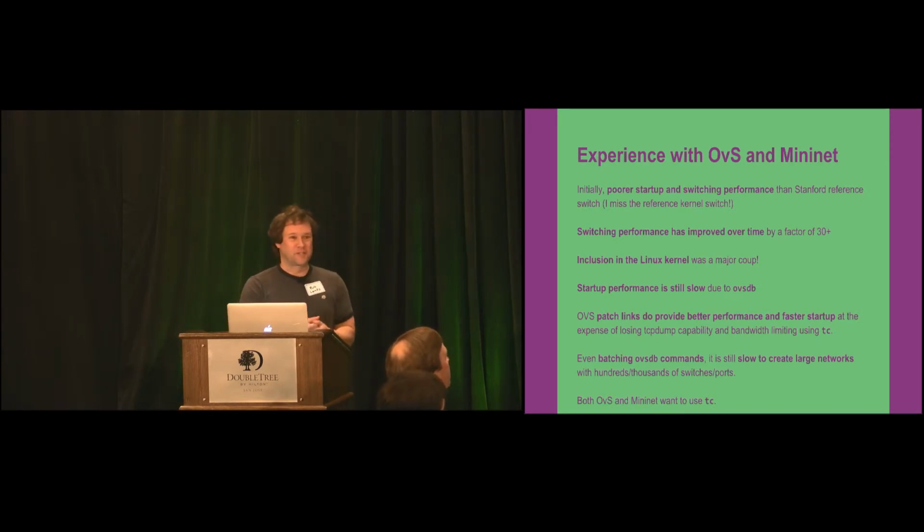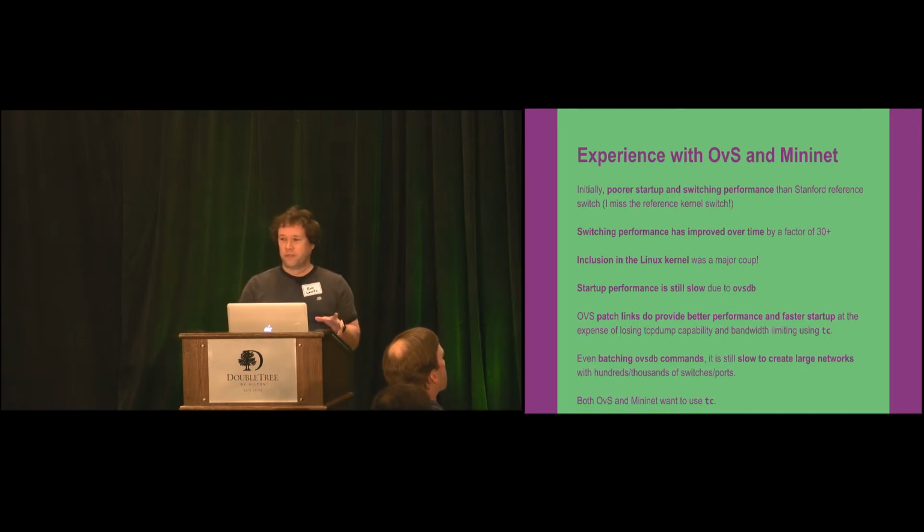And now I'm not really an expert on Open vSwitch. I'm an expert on Mininet, but not on Open vSwitch. So I want to tap your brain power as I tell you what happened when we used Mininet when Mininet used OVS. And initially, I was really disappointed with Open vSwitch because it was slower to start up and had poorer performance than the Stanford reference switch, which, as far as I can tell, is the predecessor to Open vSwitch. I think you guys wrote it before you created Open vSwitch. And I really missed the Stanford reference kernel switch.